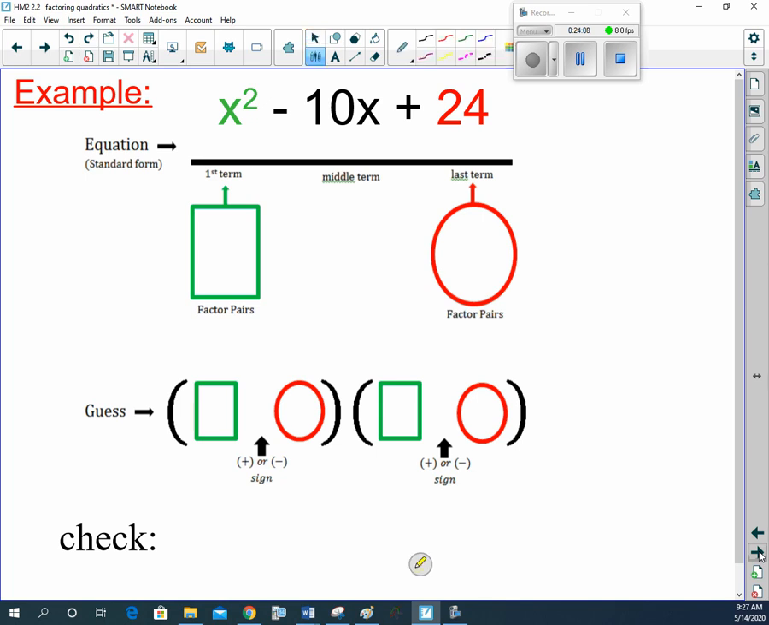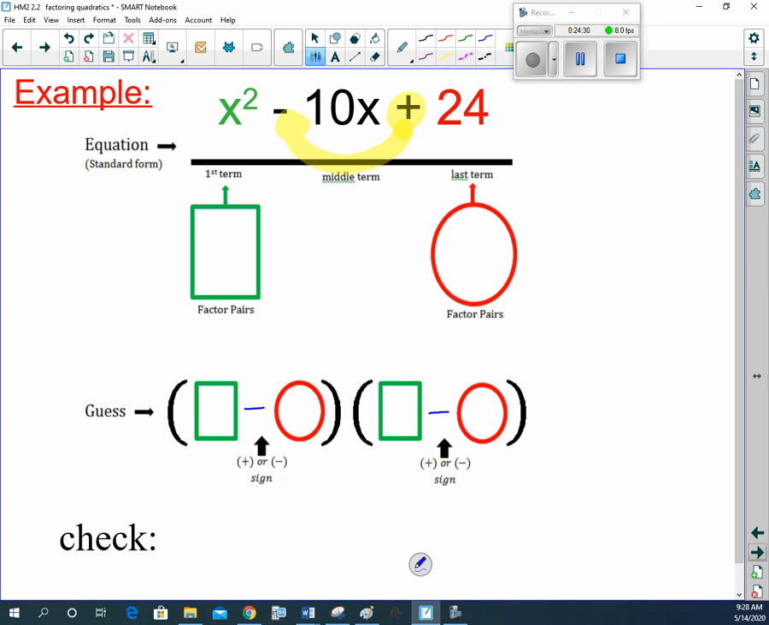So first thing I always do, inspect. That's a plus. So I'm happy because I already know what my signs are in my binomials. I have to add to get a -10. Well, the only way to add to get a -10 is if these two signs are identical and they both got to be negative. So I like it when it ends in a plus.